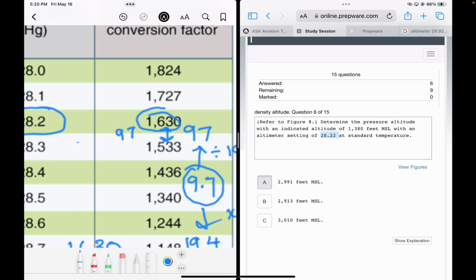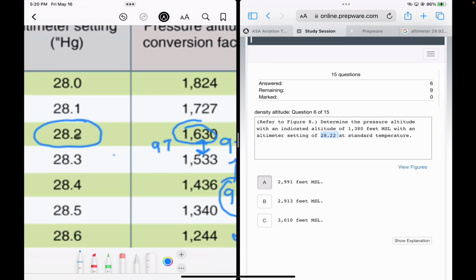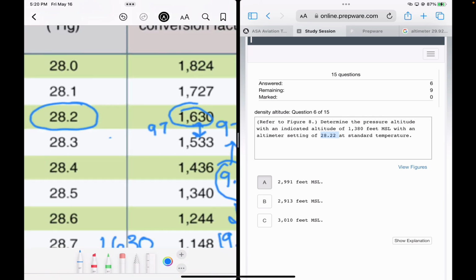So why the number 10? Because between 28.2 and 28.3, there are 10 digits, if you will. Let's see, 28.21, 28.23, 28.24, and it goes 1, 2, 3, 4, 5, 6, 7, 8 until 10, right?